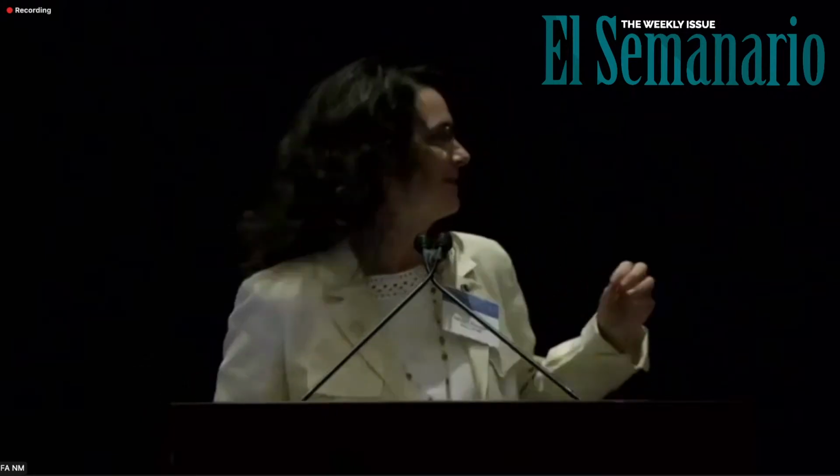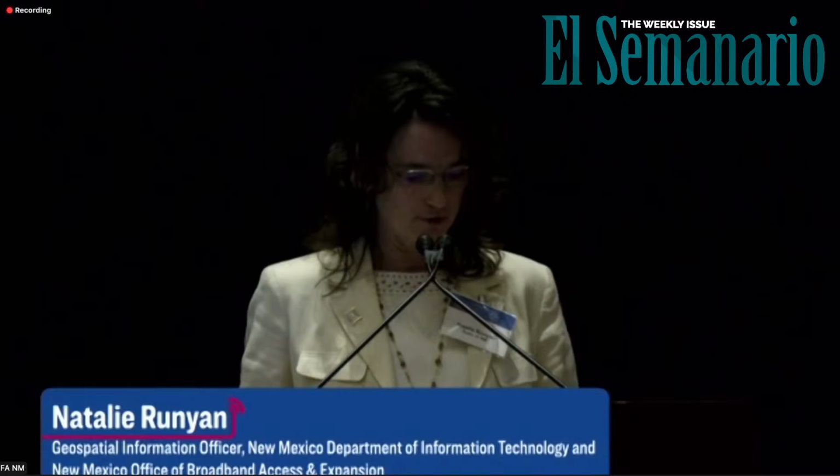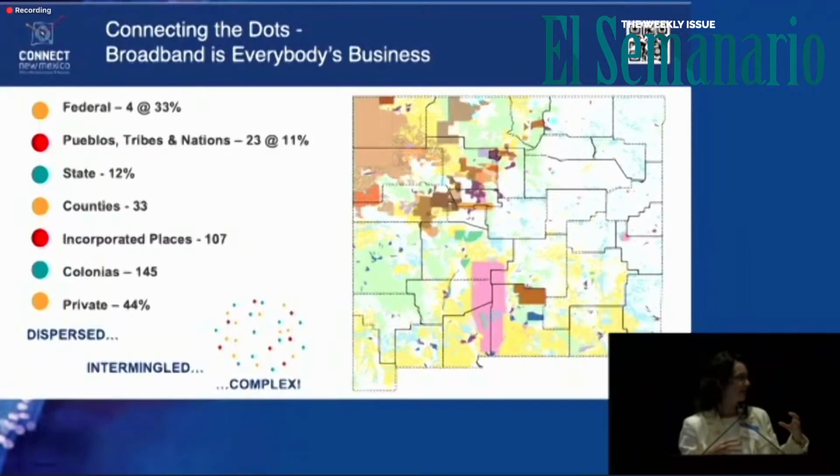Okay, so just to give you some context, I'm a mapper, right? Kelly had said connecting the dots, right? Everybody's broadband is everybody's business. In New Mexico, I think it was Tamara Rosenberg earlier said, you know, this many eastern states fit into my one regional area, right? So I just wanted to represent in New Mexico that we have a complexity of jurisdictional types. So federal land, we have 4 major federal agencies. We have Pueblos, Tribes, and Nations, state trust and state game and fish lands. We have 33 counties, 107 incorporated places, 145 colonias. Almost half of our state is private land.